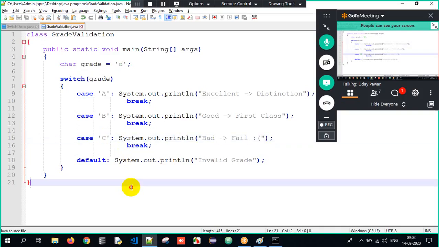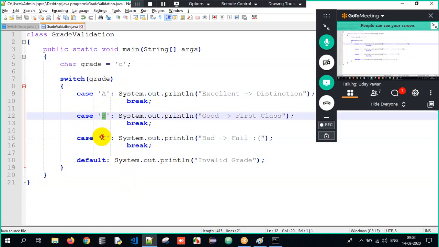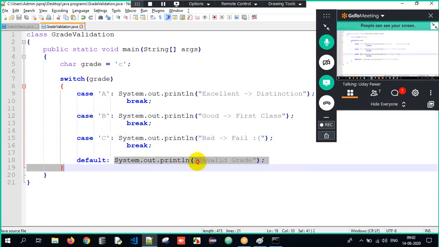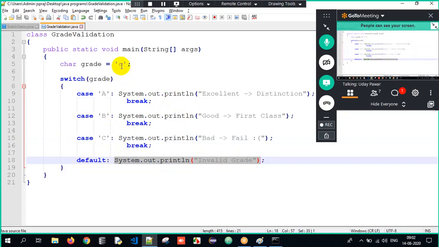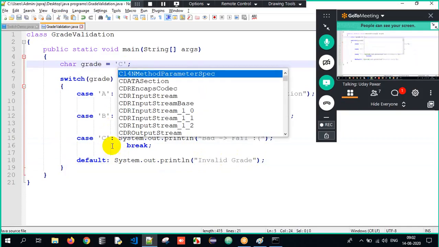So you should be very, very precise here. The reason is because this is Java, case sensitive. So you have to be very precise in answering, minute things you need to observe. This is lowercase c, guys. Is A equal to A? B equal to B? Is C equal to C? No. Why? Because it's lowercase c. Therefore, invalid grade only will get executed. But what if you give it as uppercase C? It will work.